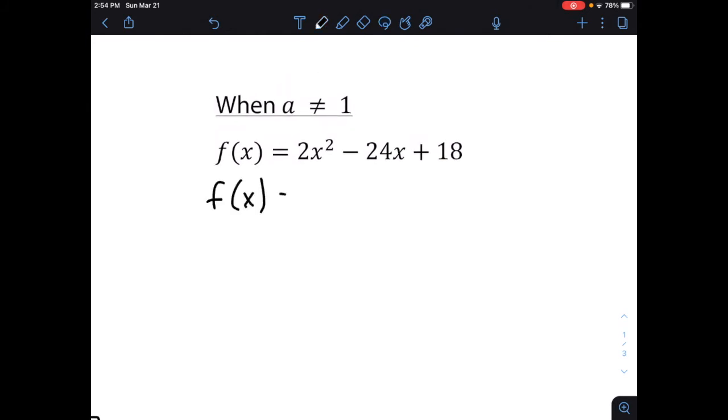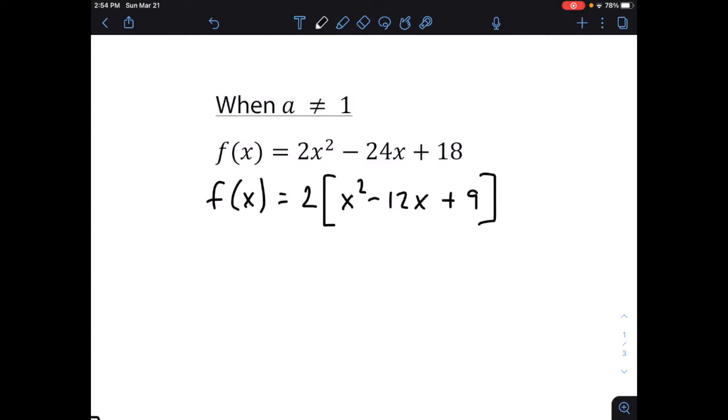I'm going to factor the 2 out. Okay, and I'm going to use a bracket here. Brackets, parentheses, they're just containers, right? So I'm going to use a bracket just to differentiate. So that means this is x squared. So if I factor 2 out of 24, that's minus 12x. And if I factor 2 out of 18, that's plus 9. Okay.